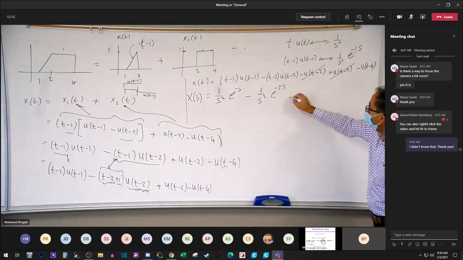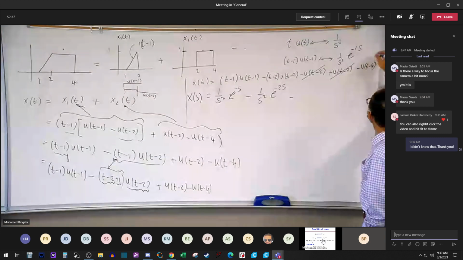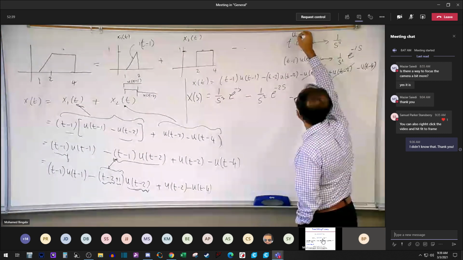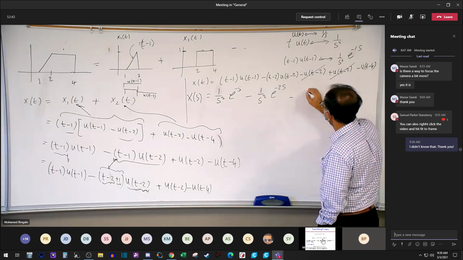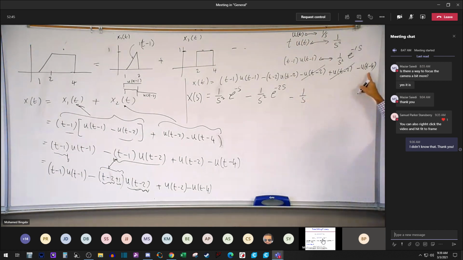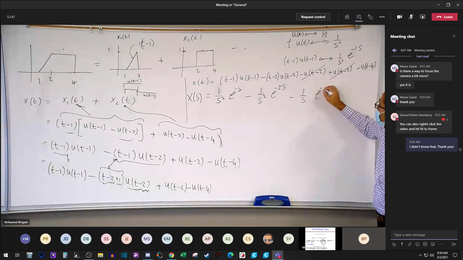And this is minus u of t, which in the table is just 1 over s. So that's 1 over s, shifted 4 units, so that's e to the minus 4s. And that's the answer.